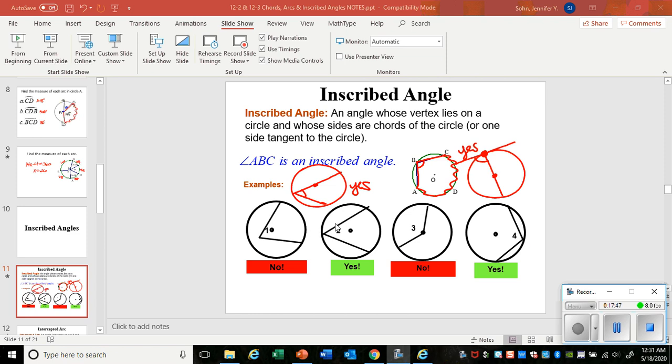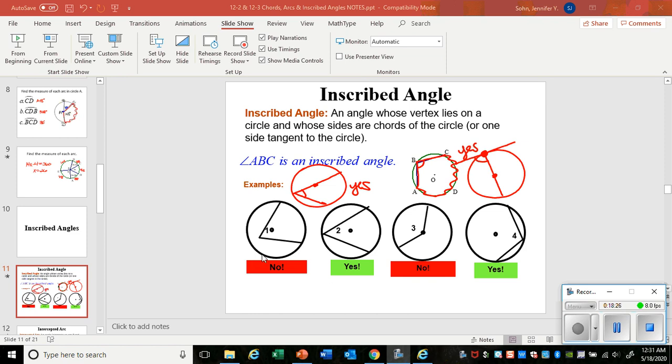And the sides of this angle, because an angle always has two sides, are chords. A chord has two endpoints, a line segment inside the circle. This is a chord, this is a chord, this is a chord. This one's not a chord. It needs to go all the way. The endpoint of a chord has to touch the circle. So that's why these are not chords either. One endpoint has to be on the circle.